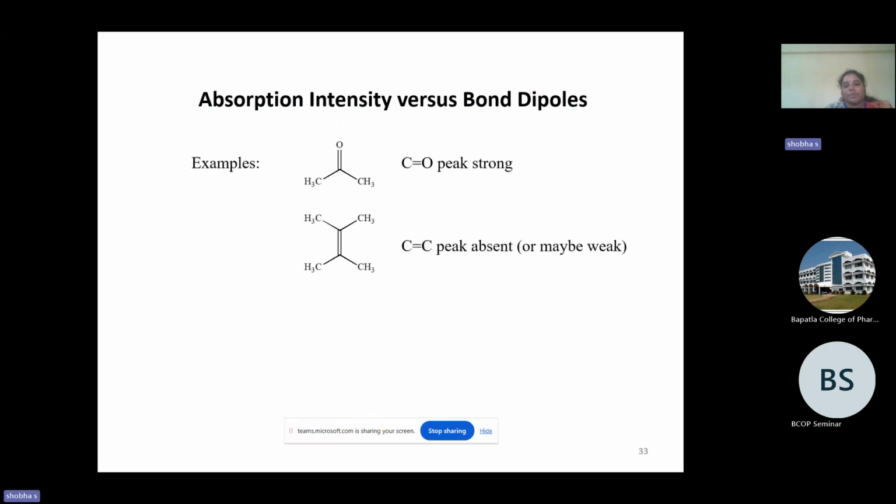And this is one more. Here we have sterically enhanced methyl groups around the C double bond C carbon, so there is no chance of a dipole moment. This is the theory we need to know beforehand, before going for analysis by means of IR.